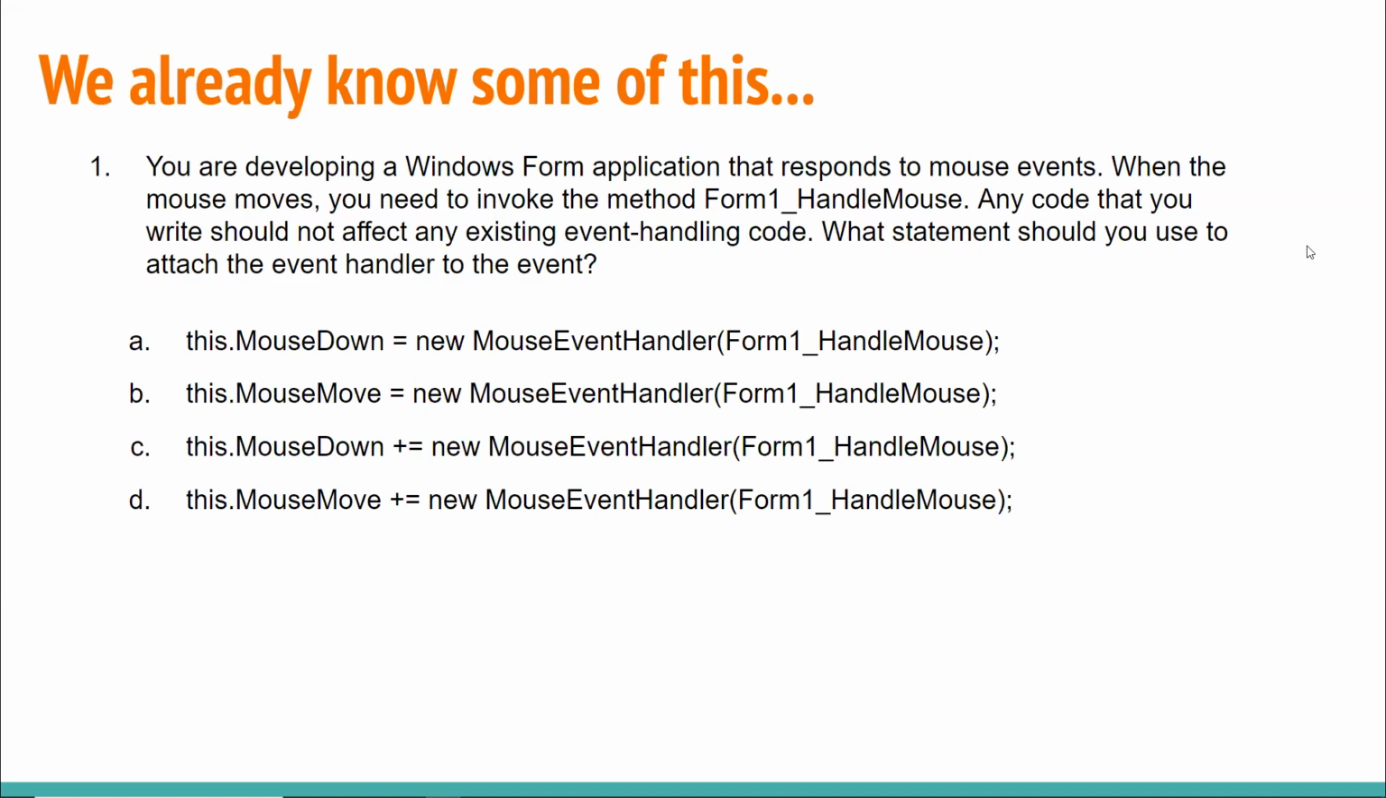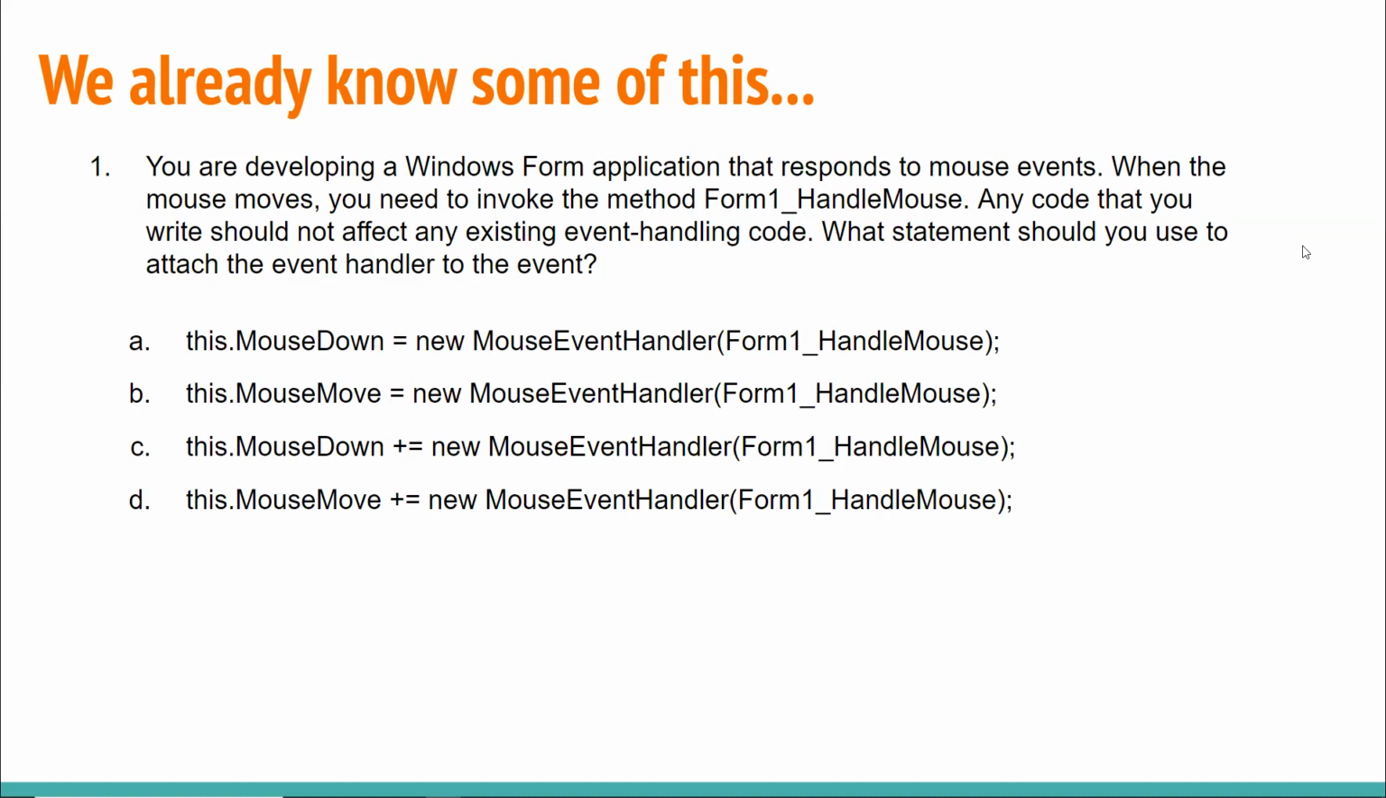When the mouse moves, I must call the method called form1_handle_mouse. Which code would we use for that, guys? Do any of you know? Do we have any ideas? Let's discuss this one. I'll give you guys some time, and if no one gets it, then we can discuss it. We sort of learned this in chapter 2. How do we attach things to an event? That would be the first part that this question is asking you about. How do we add things to an event?